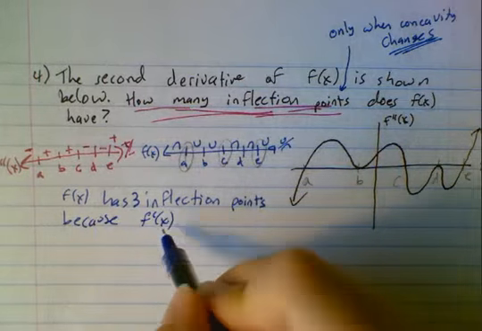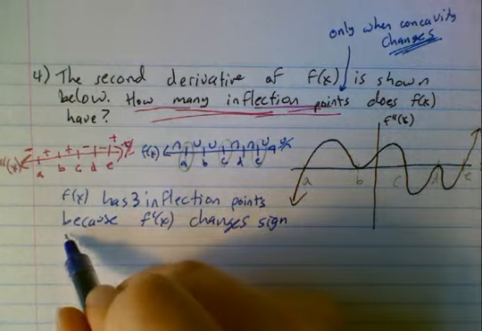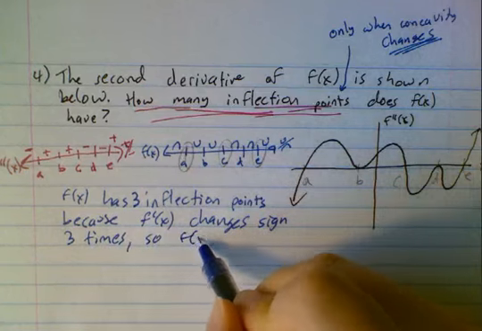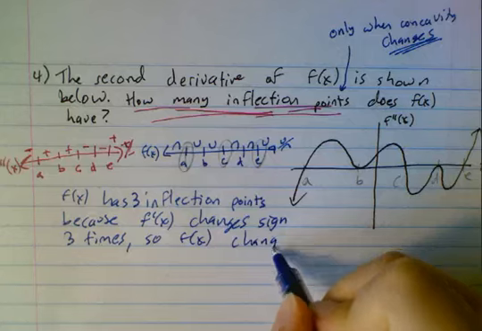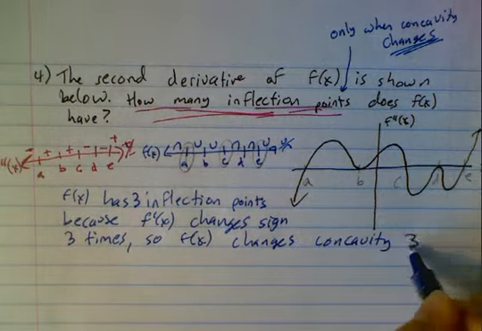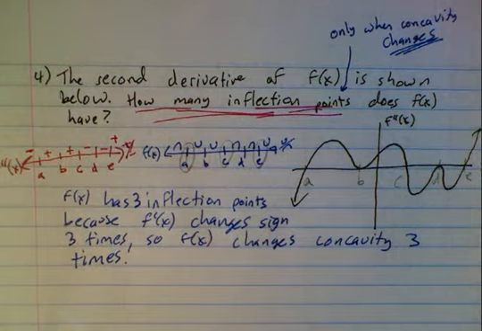because f prime of x changes sign 3 times. So f of x changes concavity 3 times. That concludes these notes.